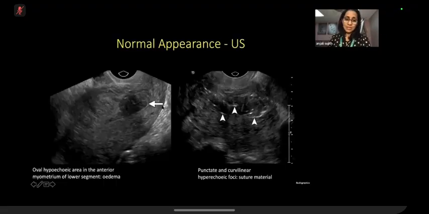On an ultrasound, in the immediate post-op period, the lower segment cesarean scar would look oval in shape, hypoechoic. This is because of edema. On the transverse view, we can see multiple tiny dot and curvilinear echoes, which represent the suture material. So this is a normal post-op appearance because of edema.